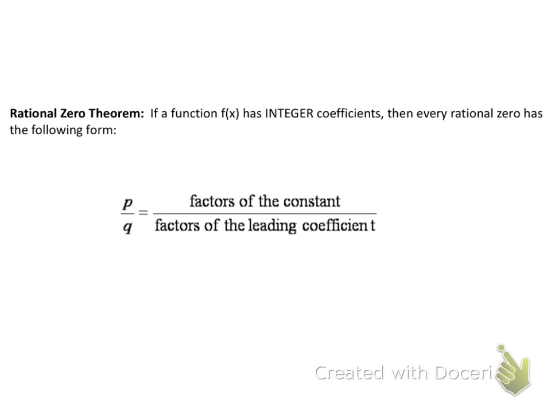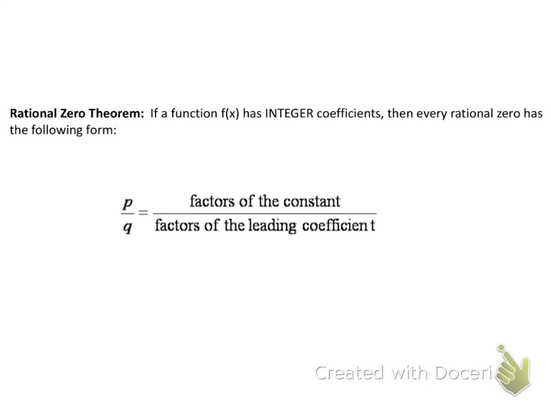So the rational zero theorem states that if a function f of x has integer coefficients, then every rational zero has the following form: the factors of the constant over the factors of the leading coefficient. Make sure you're aware that we're talking about integer coefficients, so they have to be positive or negative whole numbers. We couldn't have a 1/2 x squared and use this theorem. And then we're also talking about rational zeros.